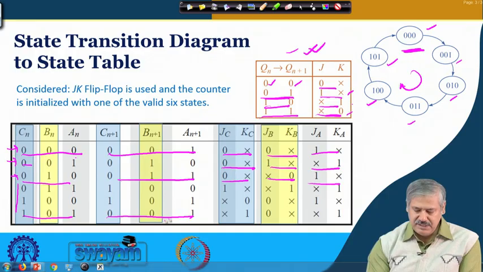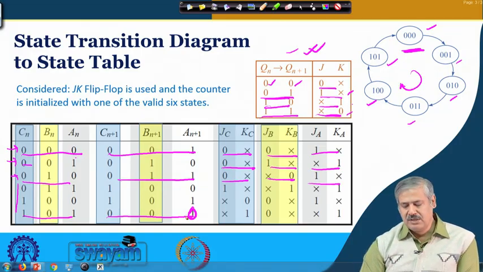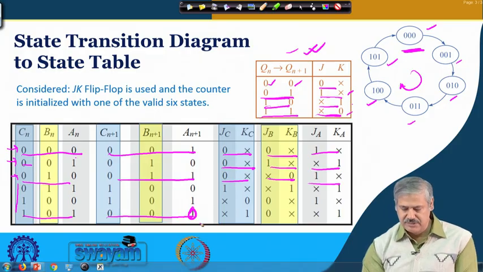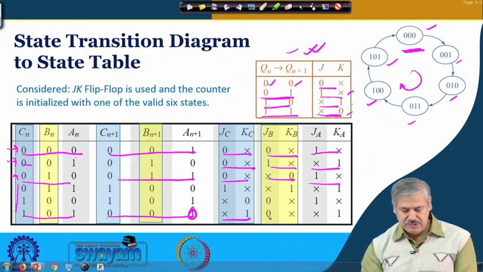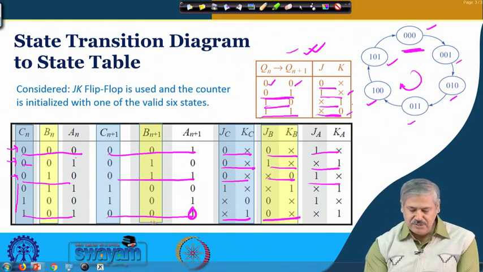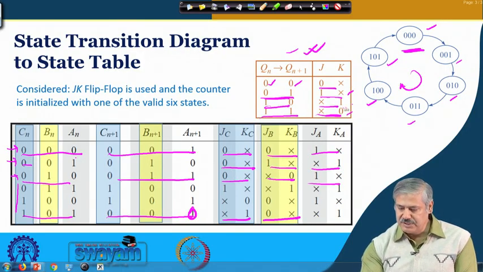Okay, here it should be 0, right? It should be 0. So 1 to 0, it should be cross 1. So that is your cross 1. Okay, 0 to 0, so this is your 0 cross, and 1 to 0, 1 to 0, so this is your cross 1.